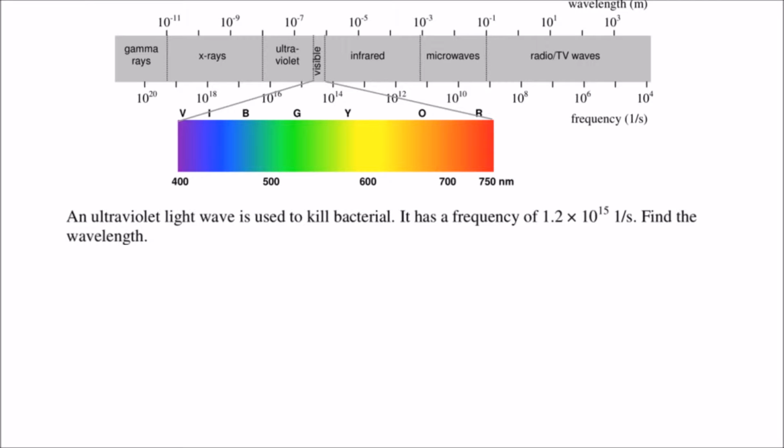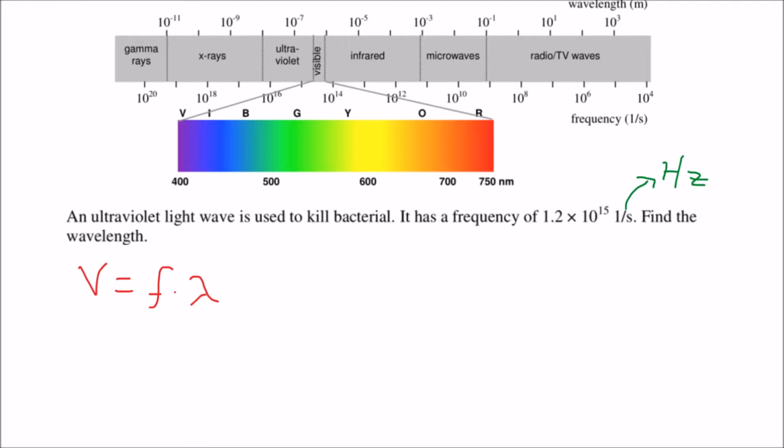It has a frequency of 1.2 times 10 to the 15 hertz. Okay, remember this 1 over seconds here, that's the same thing as hertz. Okay, and it's asking us to find the wavelength. So we're going to write down our formula for the speed of a wave. So velocity is equal to frequency times wavelength, and they are asking us to find the wavelength.